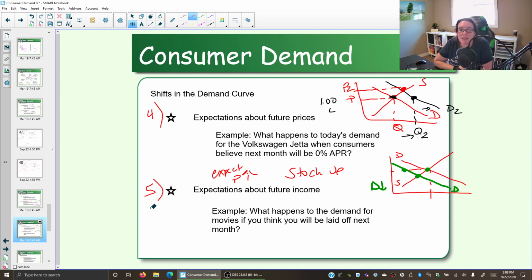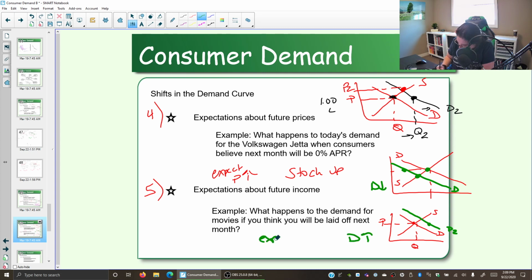Number 5 is expectations of future income. So what are you expecting to have happen to your income? If you are expecting a pay raise, so have you ever heard that, okay, at the end of the month, you're getting a pay bump? What do you do right now? You haven't gotten that pay raise yet, but most of us, when we hear that we're getting our pay raise, we actually go out and at the current prices of things, we spend more. So our demand increases when we expect a raise.